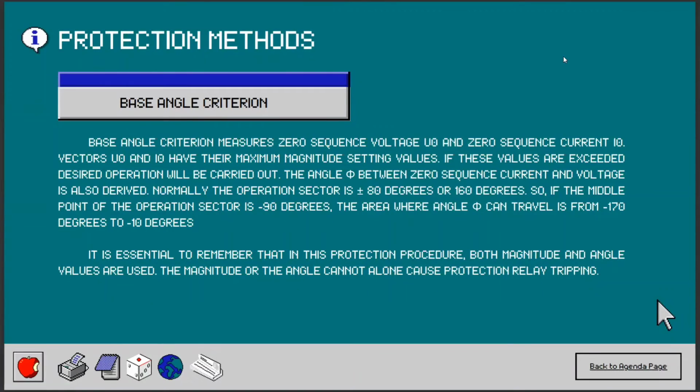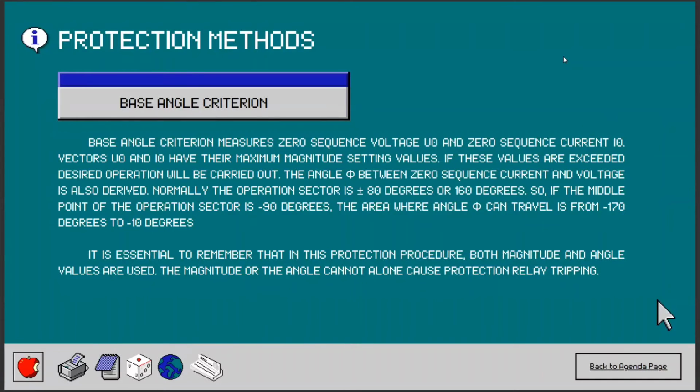The next is base angle criterion. Base angle criterion measures zero sequence voltage, or V theta, and zero sequence current, or I theta. Vectors V theta and I theta have their maximum magnitude setting values. If these values are exceeded, the start operation will be carried out. The angle theta between zero sequence current and voltage is also directed.